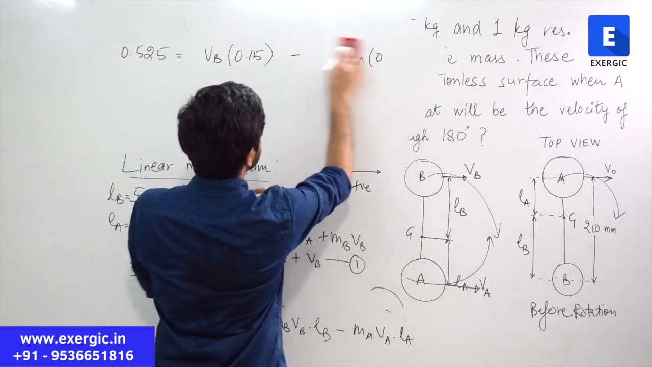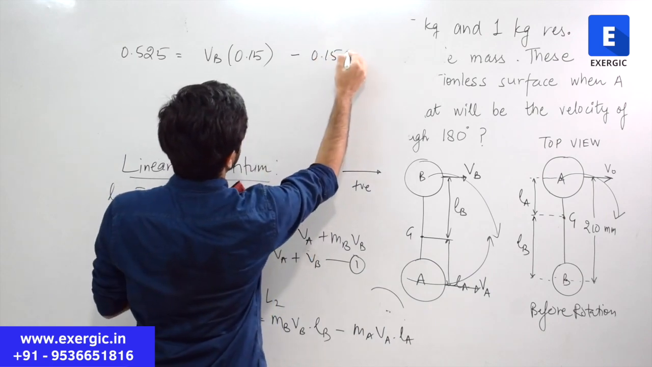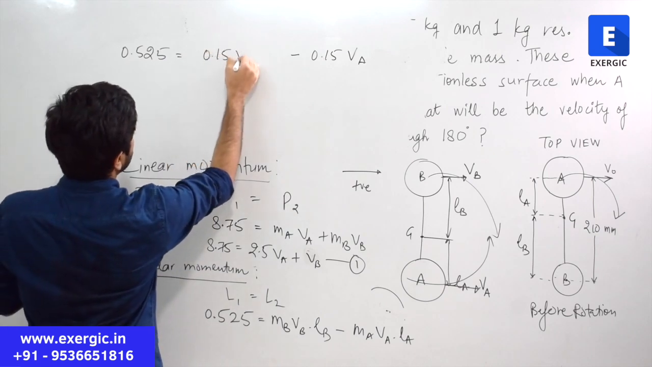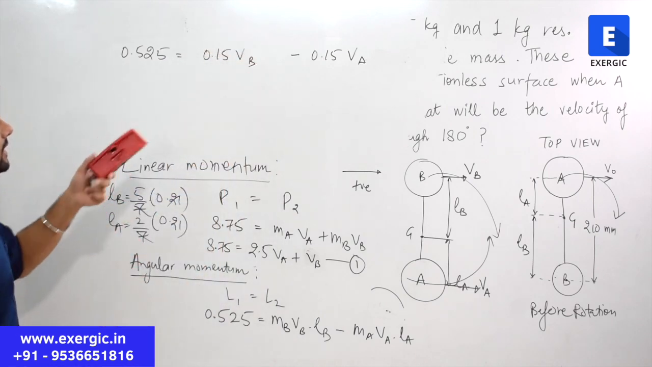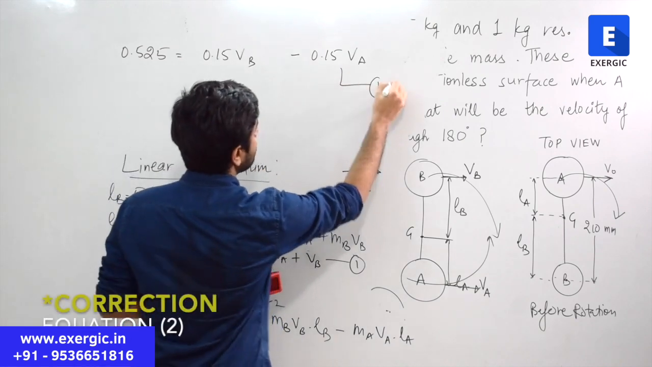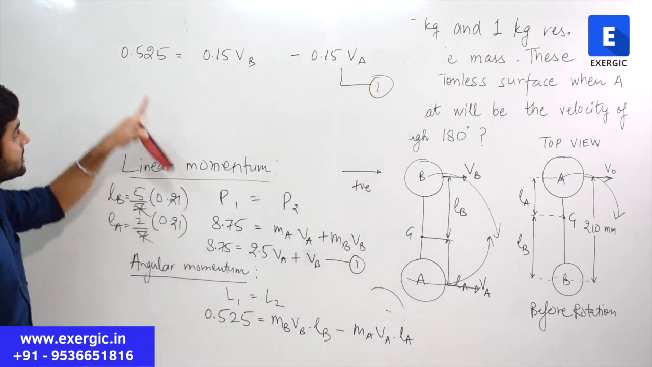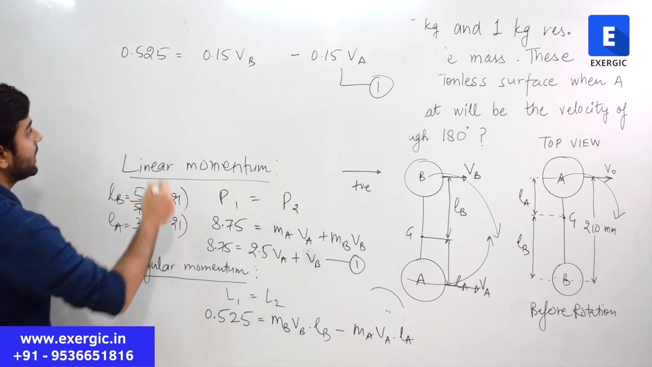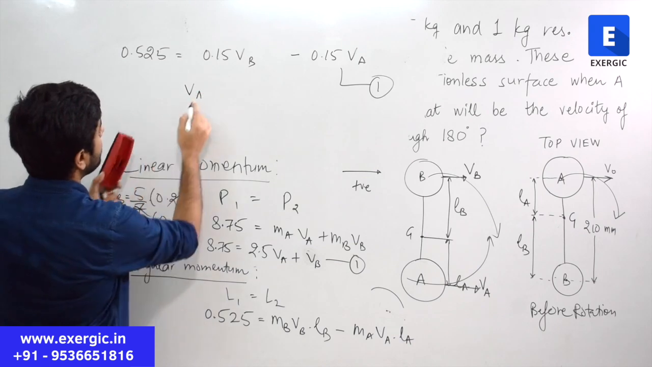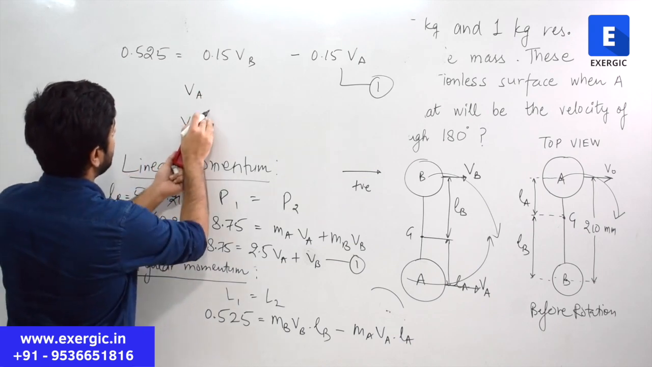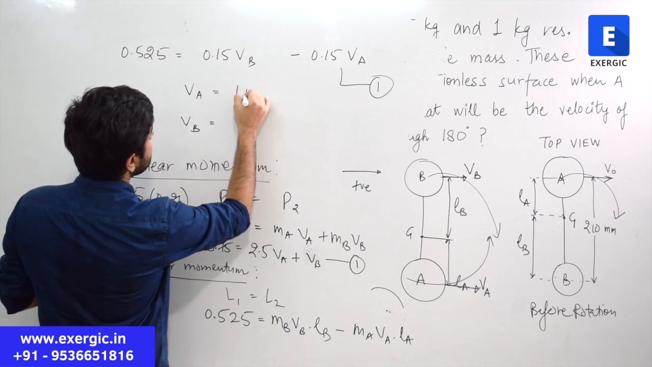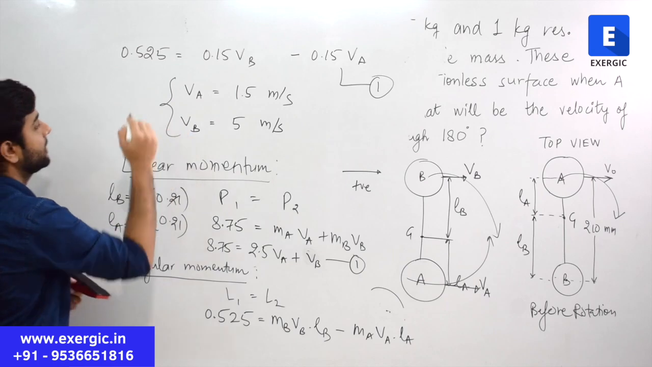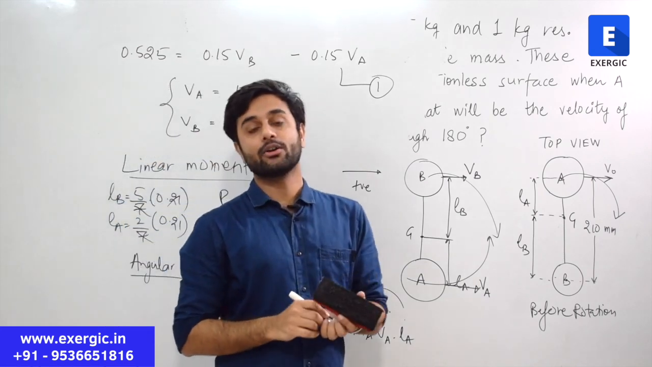So ultimately this will also come out to be 0.15 VA. So 0.15 VB minus 0.15 VA. This is our second equation. So this is equation 1. This is equation number 2. Two equations, two unknowns. Solve them, and after solving you will find the value of VA and VB as, this is 1.5 meter per second, this is 5 meter per second. These two answers are your required answers.